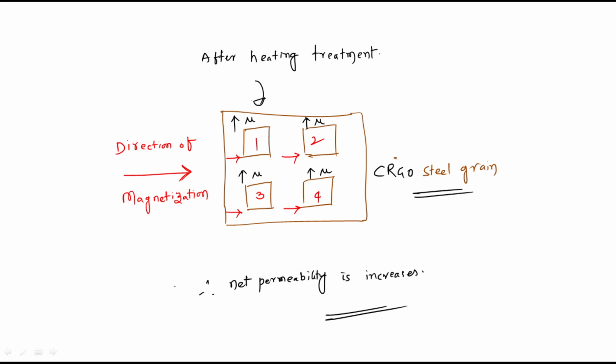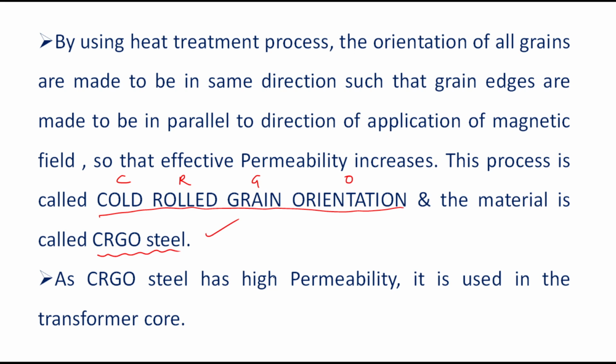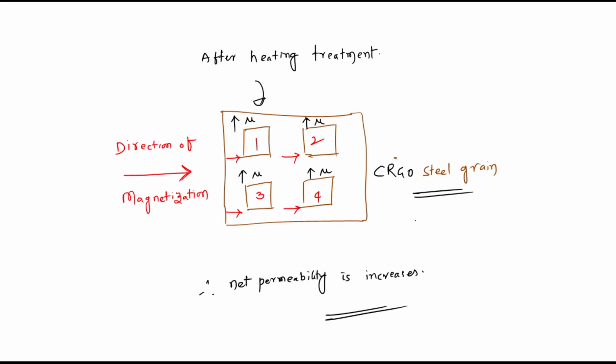CRGO steel grain. So that's why CRGO steel has more permeability compared to silicon steel. That's why it is used in the transformer core. Now we have a clear idea. We have discussed the significance of silicon steel and CRGO steel. CRGO steel has more permeability, so it is preferably used to manufacture transformer cores. Now we will discuss the magnetization curve of different magnetic materials.